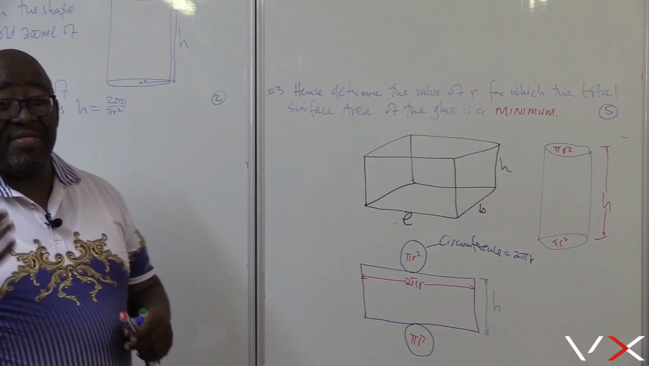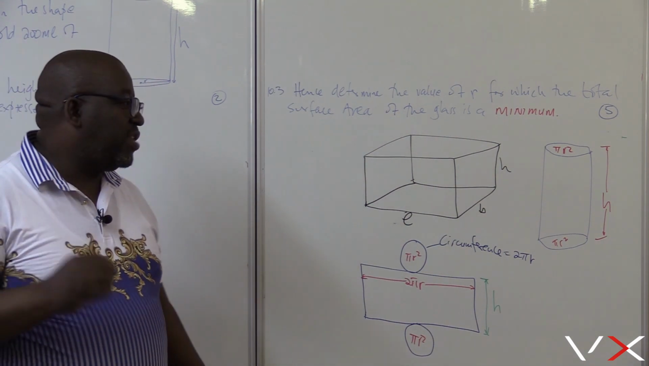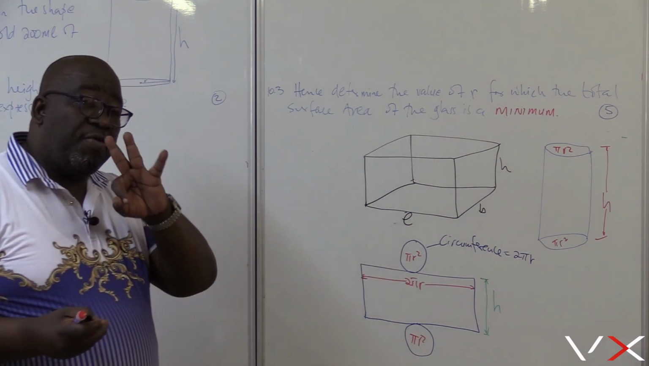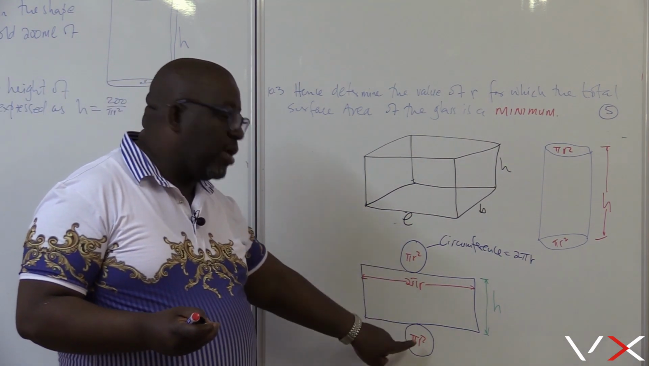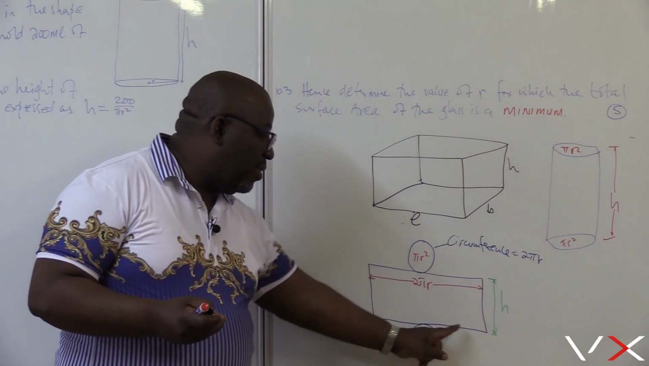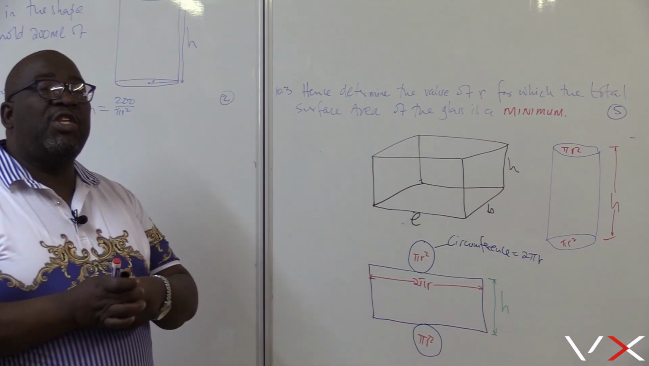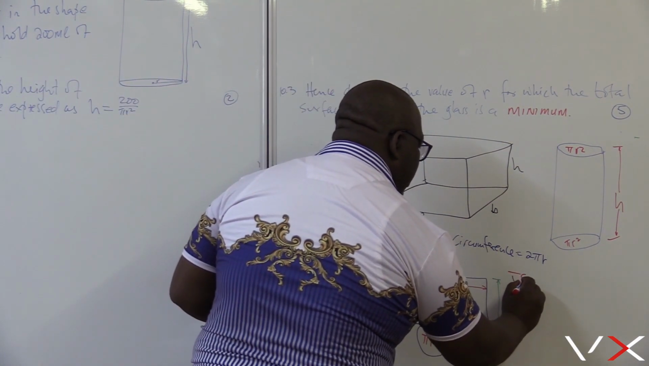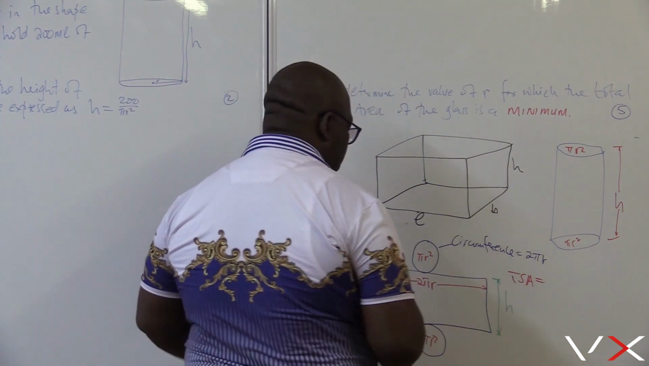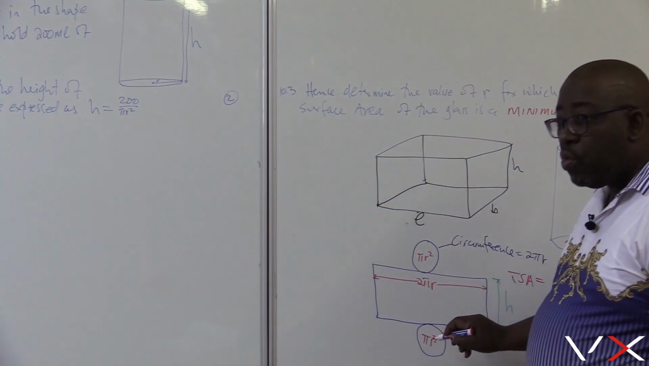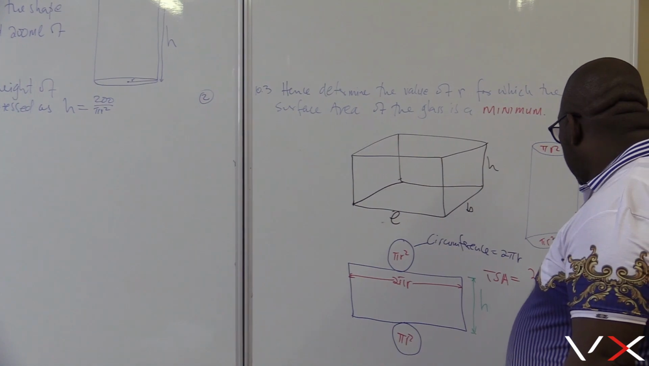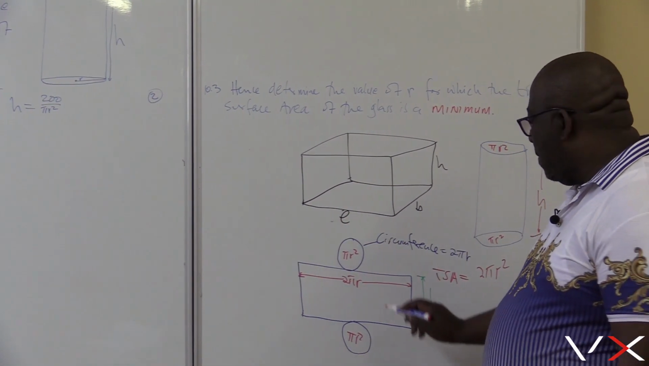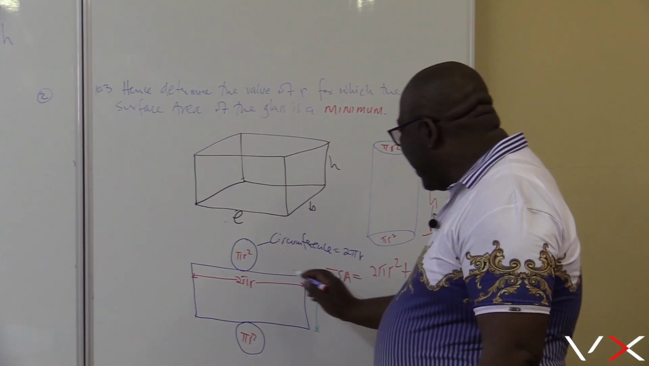Remember, I'm trying to explain the term total surface area. This tin of fish is made out of 3 surfaces: these 2 circular surfaces and this rectangular surface. So when we are looking for the total surface area, it will be equal to these 2, which are 2 pi r squared. It's this one plus this one, plus this area here.